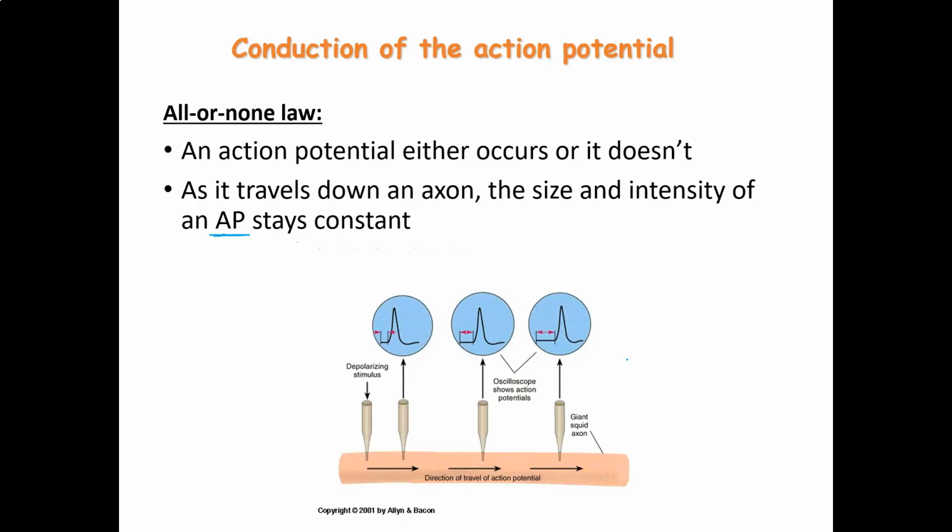So the all or none law states that the action potential will occur if the conditions are met. If those conditions aren't met, it will not occur. And it also says that the size and intensity of the action potential remains constant for the duration that it moves down the length of the axon. So that's the first law.